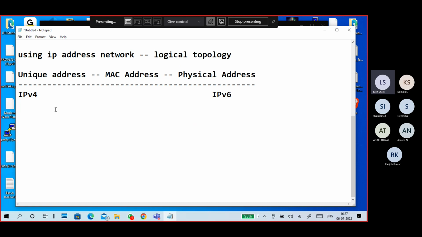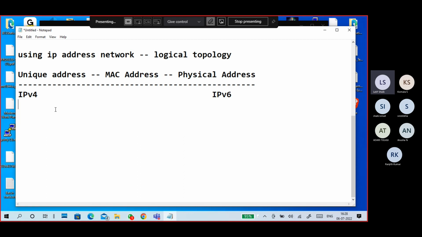IP addresses basically have two versions, not two types, two versions. IPv4 means version 4, IPv6 means version 6. So we are using IP addresses. Not only IP addresses, guys, there are different types of communication protocols, but in our general communication it is by IP address only. Last time there was a question: what is the difference between IPv4 and IPv6?